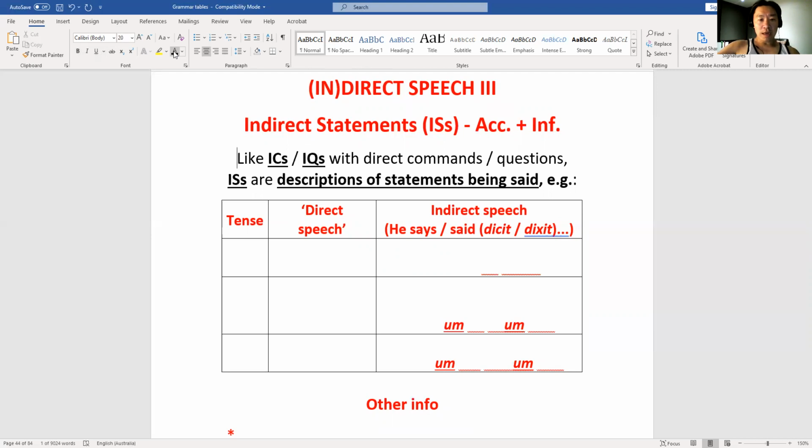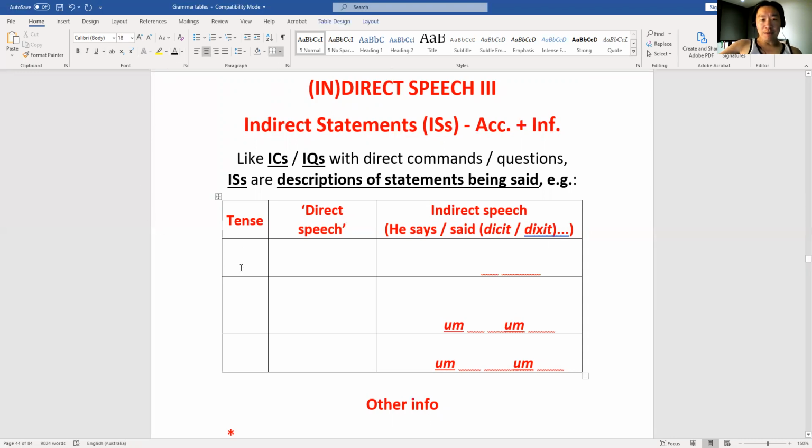So now we're just going to do the same, except not with direct commands or direct questions, but just with normal sentences, direct statements. And so if you want to say a statement like I am a good boy, and in a speech bubble, when you want to describe it, the student said that he was a good boy. That'd be the indirect statement.